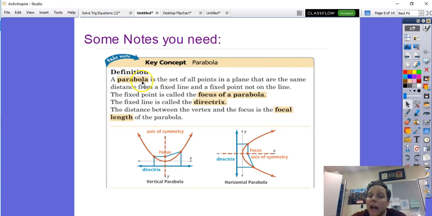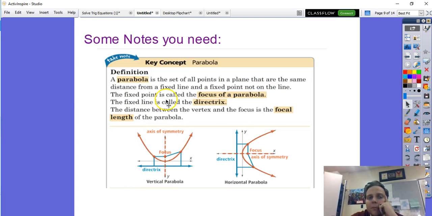Well, a parabola is the set of all points in a plane. So basically we have this plane and we have a bunch of points in it. A parabola is all the points in that plane that are the same distance from a fixed line and a fixed point not on the line. Take a moment and read that again. Don't just let it flow over you. Really try to commit it to thought. Okay? It's a set of all points in a plane that are the same distance from a fixed line and a fixed point not on the line. So look at this right here.